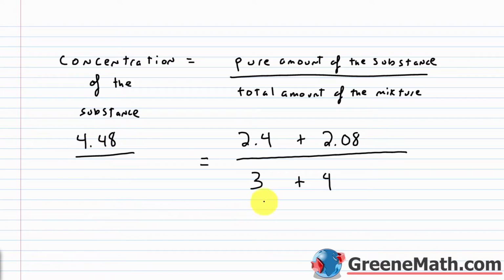And this is over the total amount of the mixture. The first mixture was 3 gallons in total. The second mixture was 4 gallons in total. So 3 plus 4 would give me 7. Now, all we need to do is crank this out. So 4.48 divided by 7 is 0.64. So you can erase this and put 0.64. And we know as a percentage that's 64%.